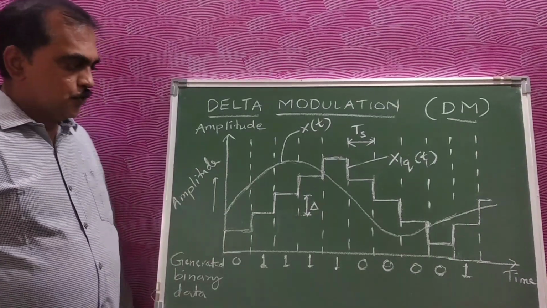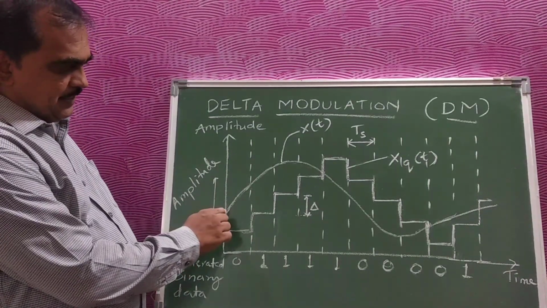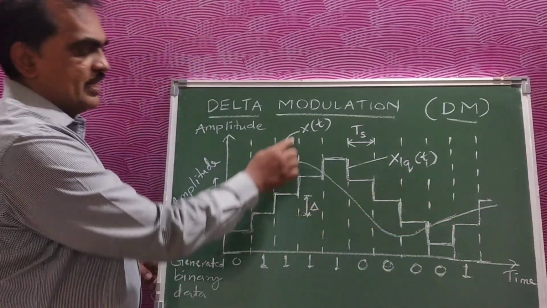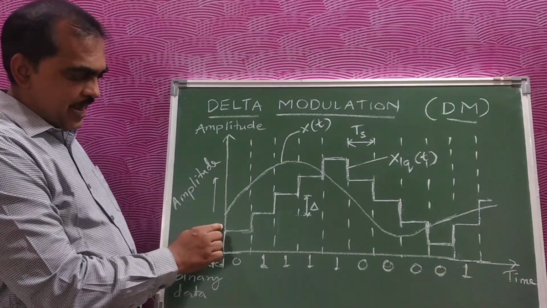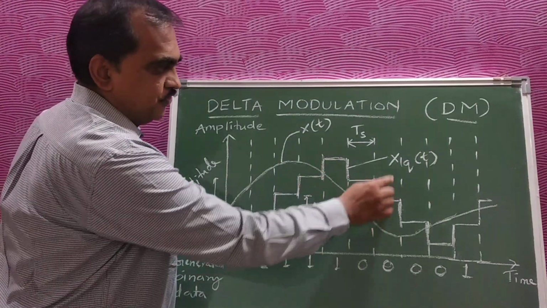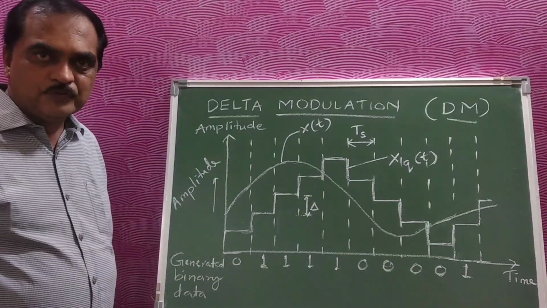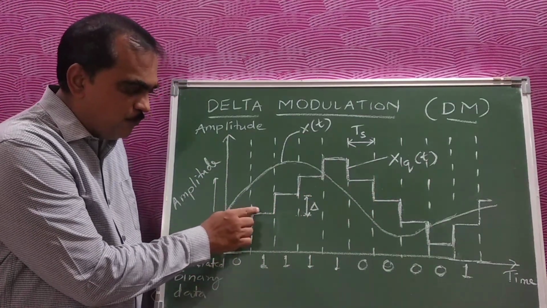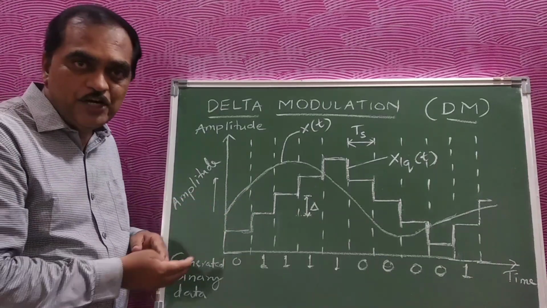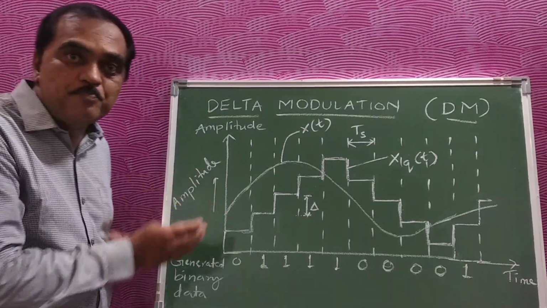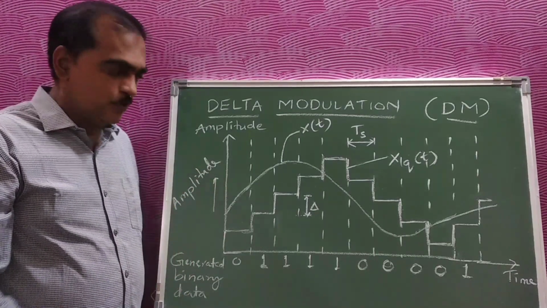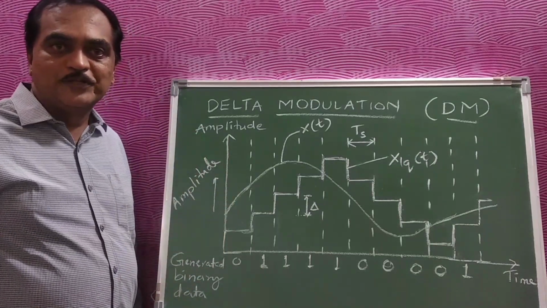Now we will see how an analog wave is converted to binary data in a delta modulator. Here, this is your analog signal, which is named x(t), and this is a staircase waveform, which is named xq(t). This staircase waveform will always try to hunt the analog signal, superimpose it, and catch it. So it is always coming behind the analog signal.